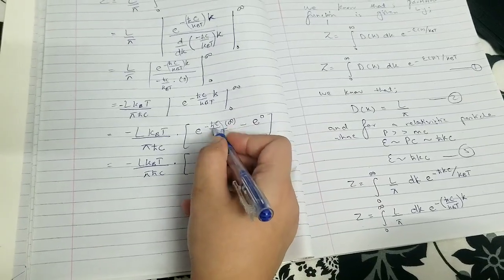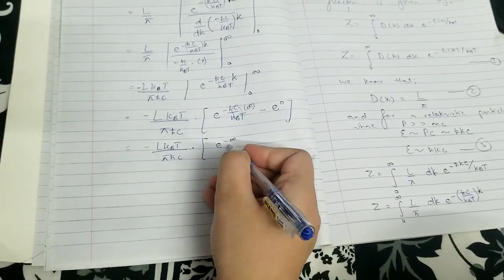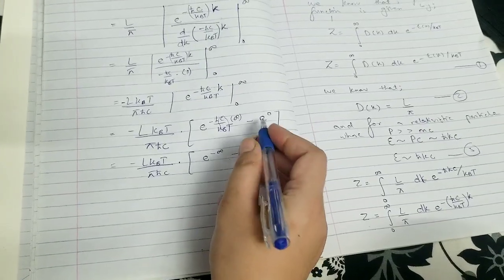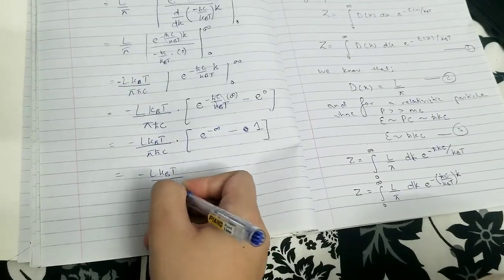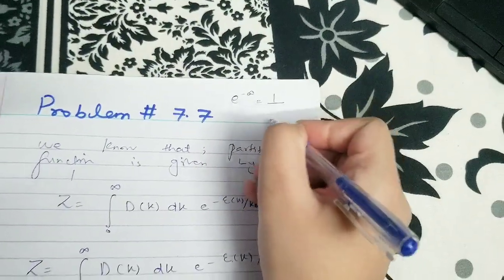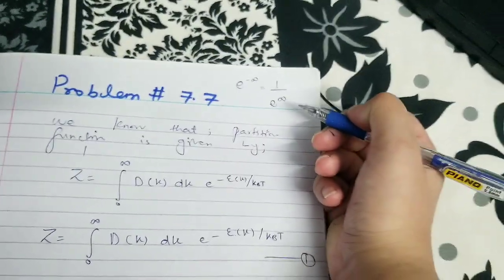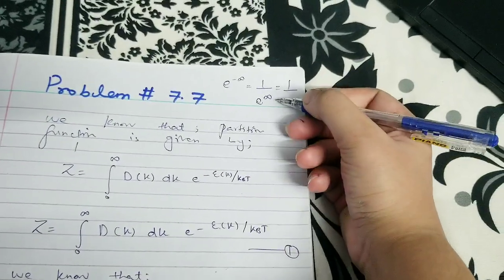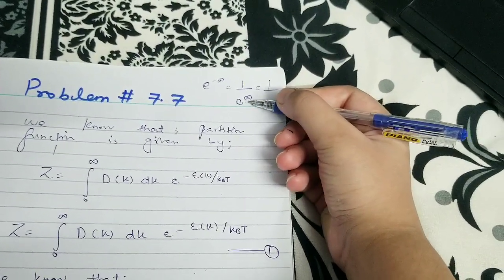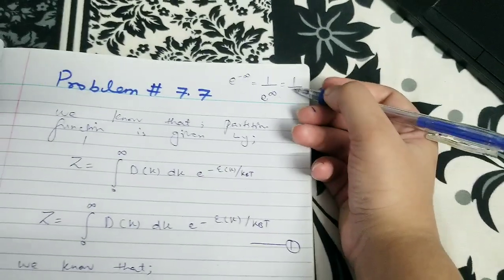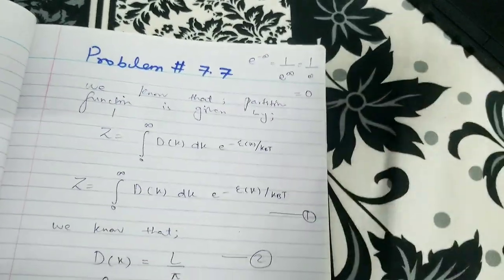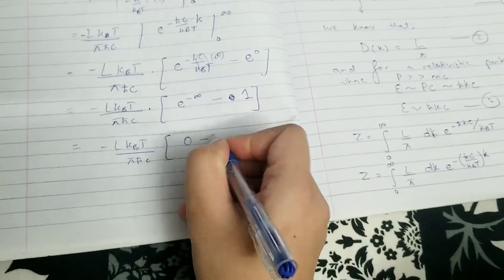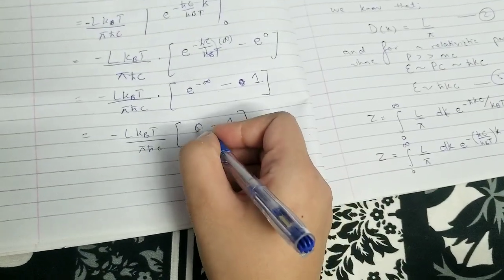Infinity multiplies with that constant to give infinity again, but negative infinity. Be mindful of the sign. E to the power 0 is 1. E to the power minus infinity we can write as 1 over e to the power infinity with positive power. If infinity is in the power of a positive number or whatever, the result is again infinity, and 1 over infinity we all know is equal to 0, so the result here is 0 minus 1. So we are left with minus 1.